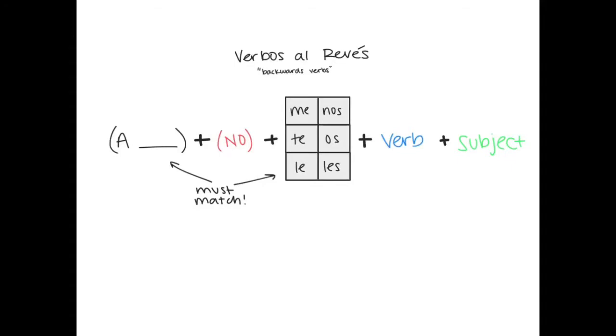Alright, so here is the sentence formula for verbos al revés, or for backwards verbs. To start out, I'm just going to give you an example sentence of what you might be used to seeing. I know you guys have used me gusta and things like that. So I'm going to start with writing me gusta and then comer. That's an easy enough subject to use.